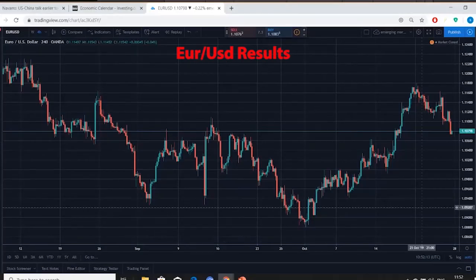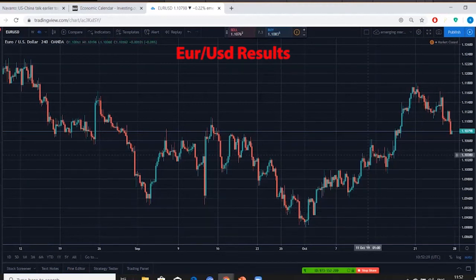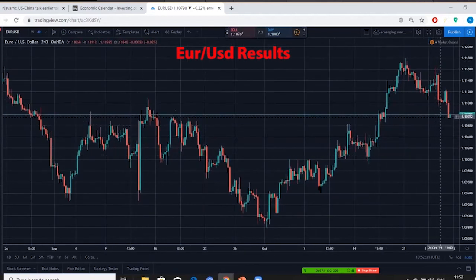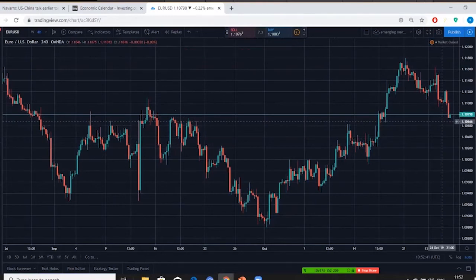I'm gonna show you our last trade idea of last week, which was on shorting the euro US dollar. As we said, we were bearish on the euro, and the pair hit our first target, which is 1.11. And this bearishness in the pair was due to a dovish ECB on Thursday.